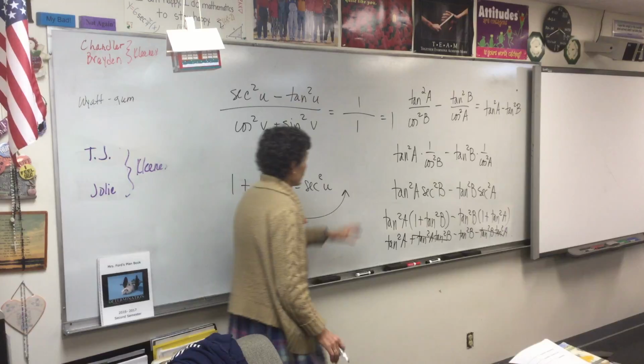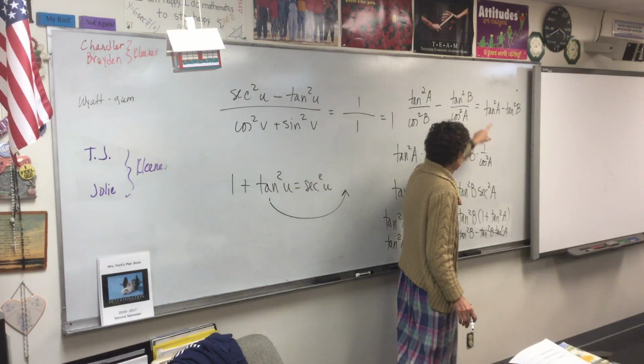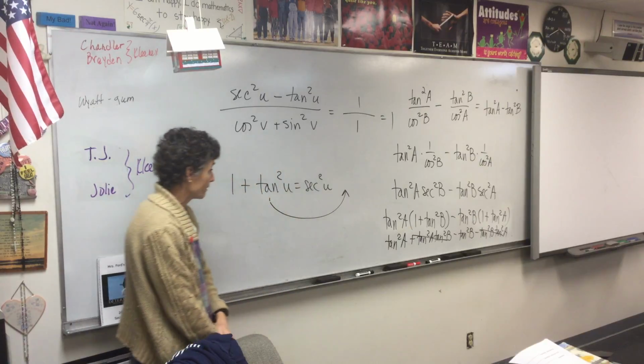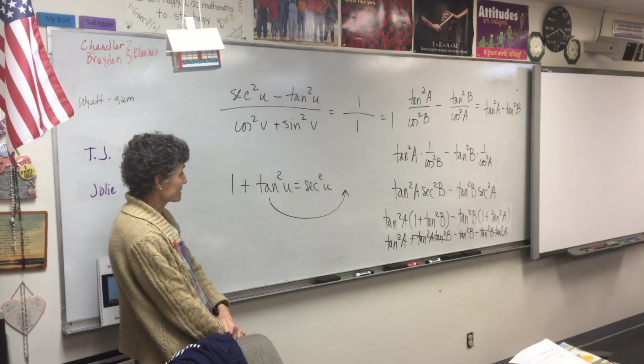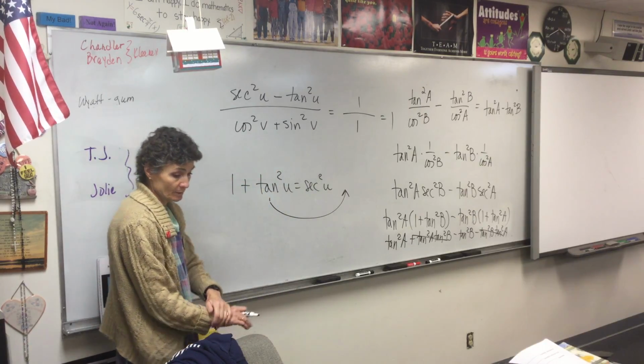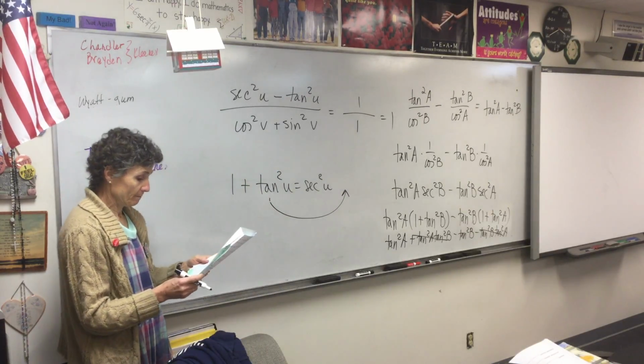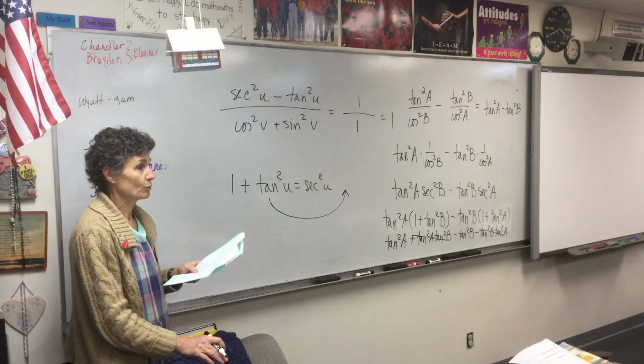Remember, your goal was to take this and change it into that, and you did. That's all you have left: tangent squared A minus tangent squared B. All right, good choice, Hannah. Somebody pick another one. See if we can get another good one going here.